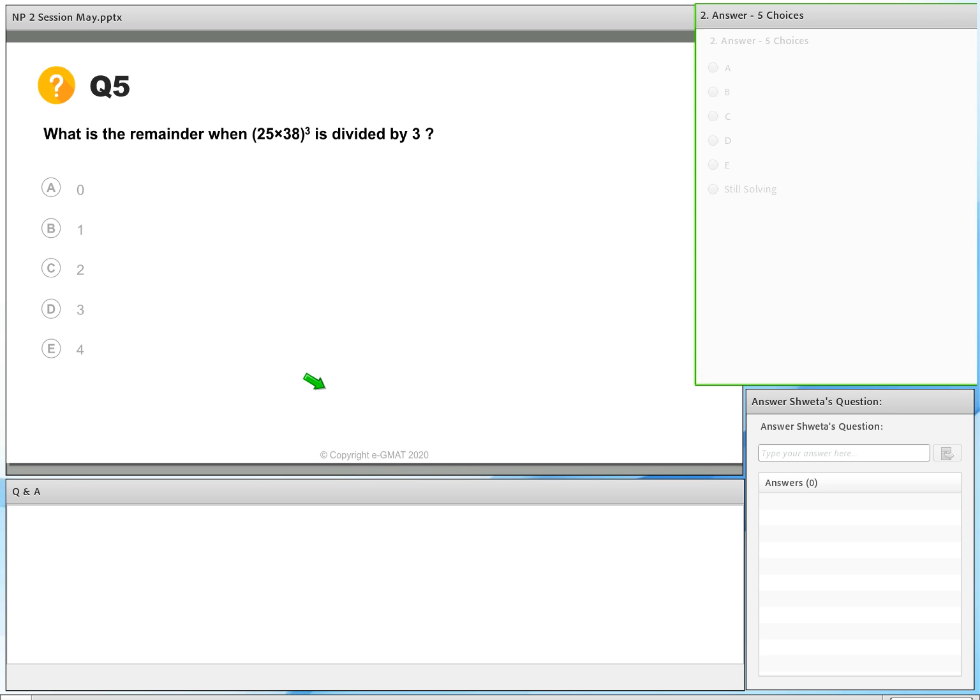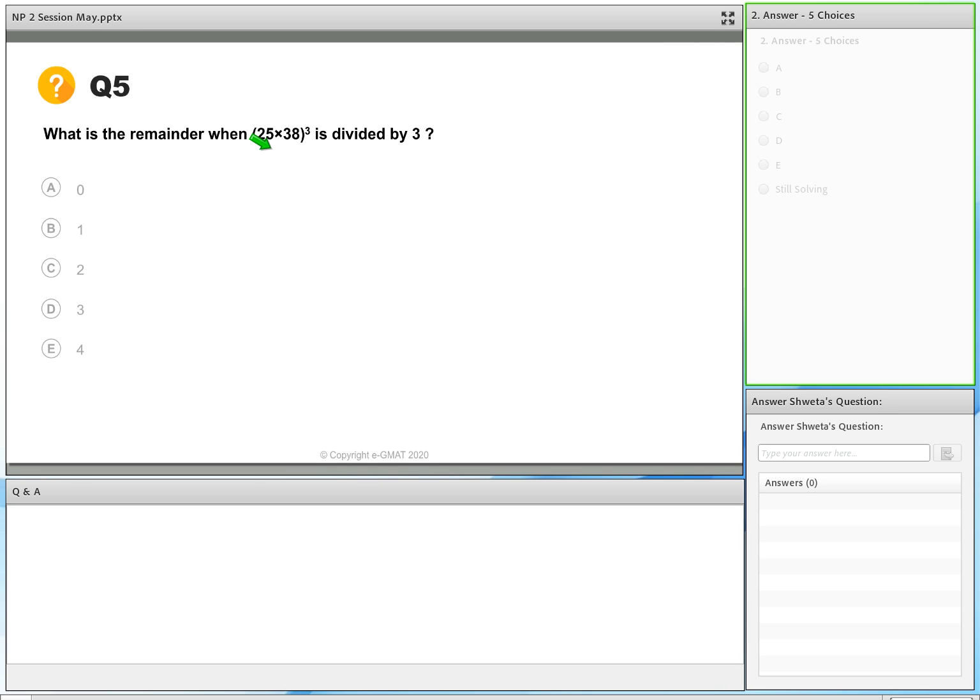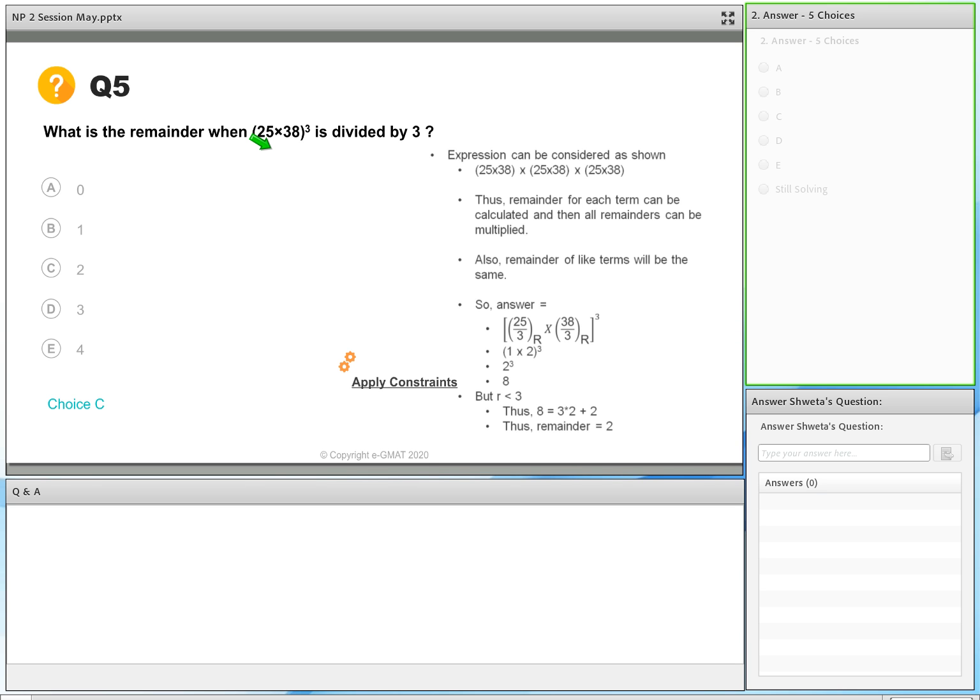So let's discuss this. This time it wasn't an obvious case as you saw in question number 4. There's nothing that is obviously already divisible by 3. So you had to try to apply the rules you learned. Now think carefully. What is happening is 25 times 38 to the power 3. I can express it like this, right?